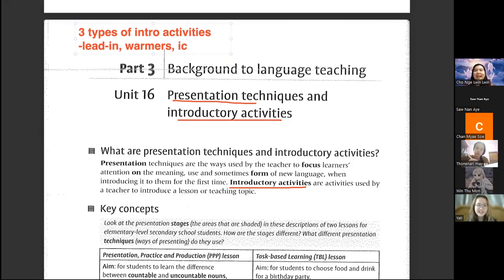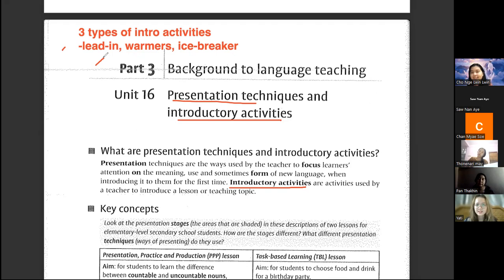Actually, that one is icebreaker. Yes, icebreaker. We can even use icebreakers in teaching. So, can you tell the differences between these three? A lead-in is when you want to make the students familiar with the topic. You use lead-in activities. Warmers can also be like that, or warmers can be from the previous lesson.